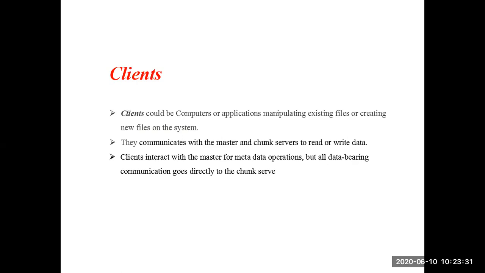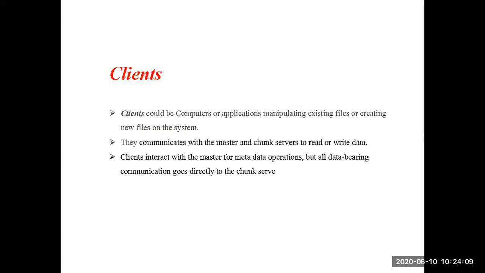Master server will not actually store the files. Only he will store the information about the files, where the files have been stored. Clear. So client will interact with the master for metadata, and for actual data he will communicate with the chunk server. Client will interact with the master server for metadata operations. Metadata means information about the files. He will communicate with the master, and to access the data he will communicate with the chunk server.